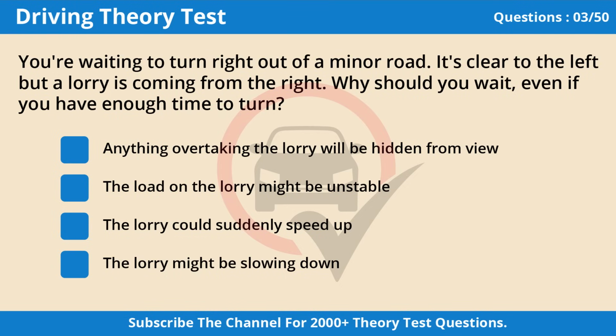Question 3. You're waiting to turn right out of a minor road. It's clear to the left but a lorry is coming from the right. Why should you wait, even if you have enough time to turn? A. Anything overtaking the lorry will be hidden from view. B. The load on the lorry might be unstable. C. The lorry could suddenly speed up. D. The lorry might be slowing down.